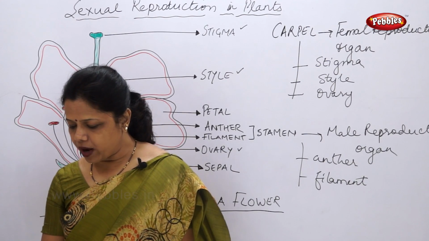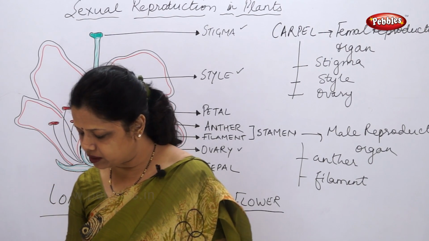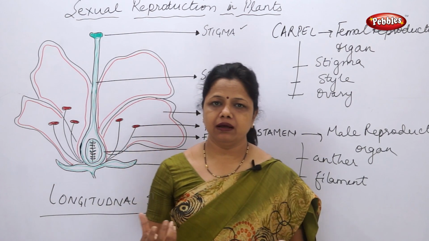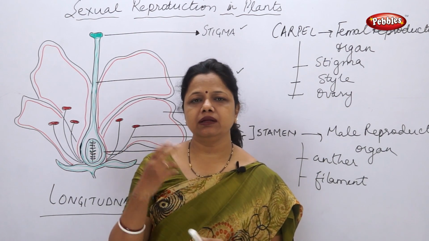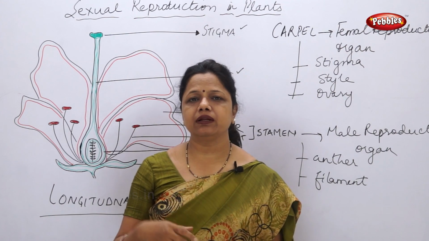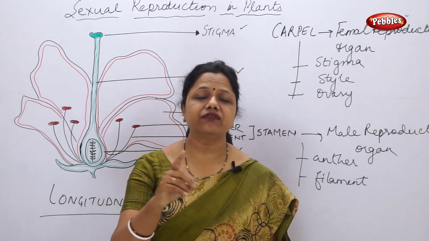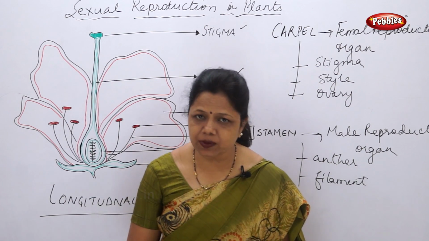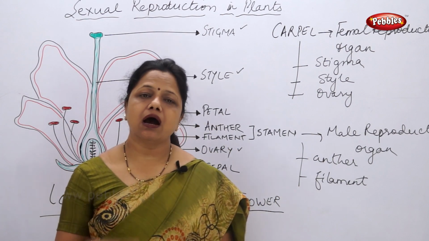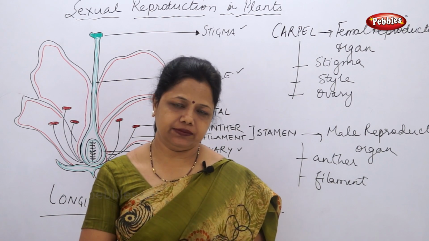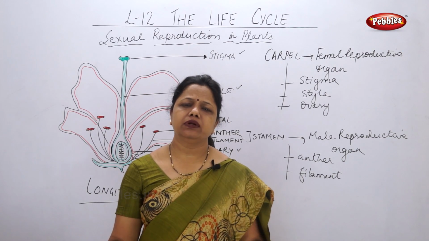Second question: why do some flowers have attractive colors while some have good fragrance? Fragrance means smell. You can smell a lily, you can smell a rose, you can smell a champa, you can smell a chameli. All these flowers have different smells. Now these different smells and different colors are only for one thing, to attract the insects for pollination. Now we are talking about pollination.